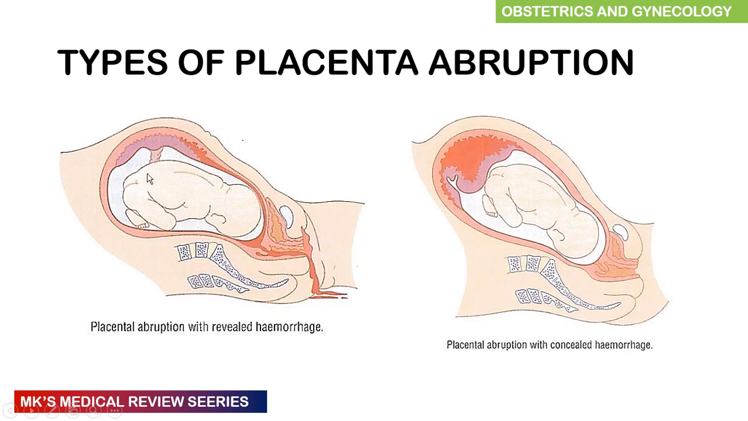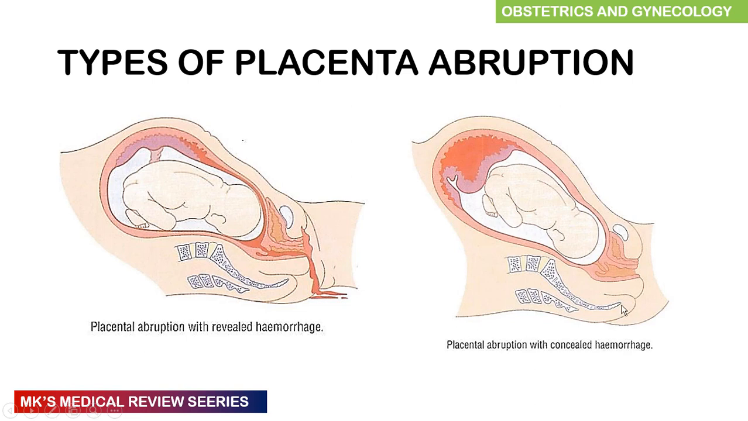As we can see here, the tear is almost at the edge and it's moving through the membranes and then at the different layers of the decidua, between the decidua and the membranes, and then eventually passing through the vagina over there. Then of course here you have a retroplacental hematoma that has actually collected behind the placenta, and the presenting part may actually be preventing the blood from exiting, just like we have in the revealed hemorrhage. So this is the concealed type.